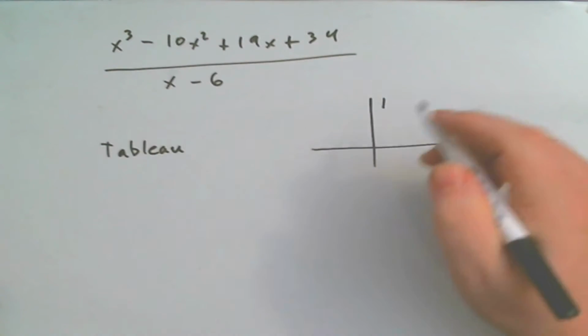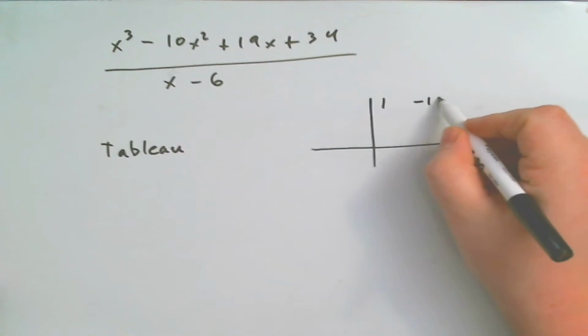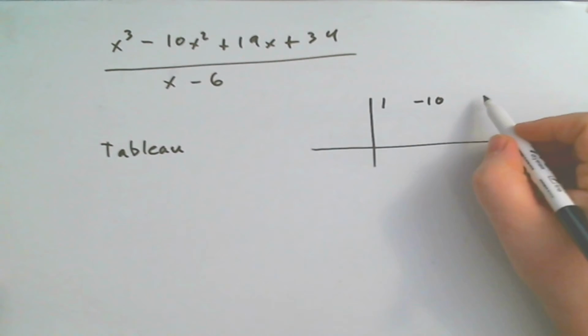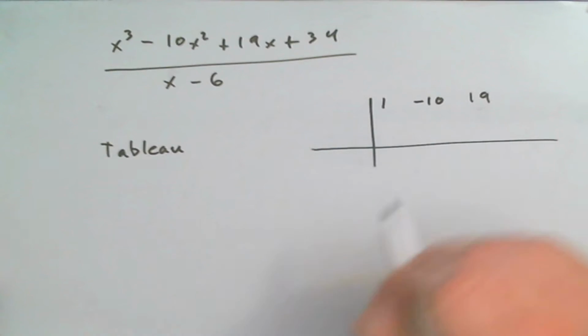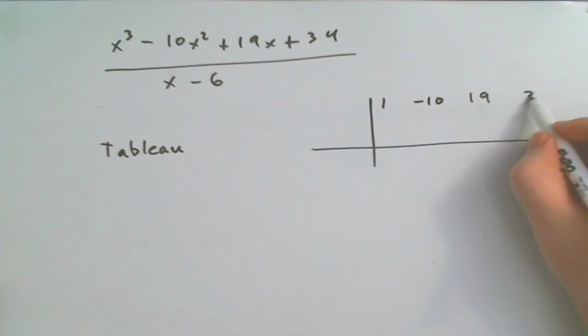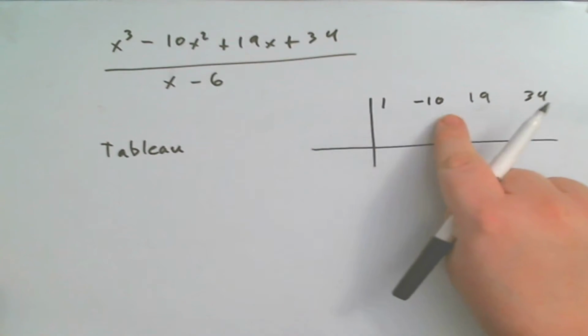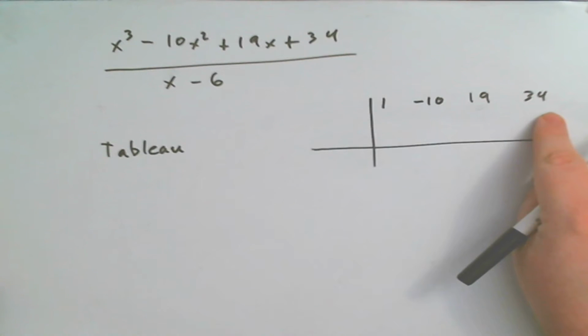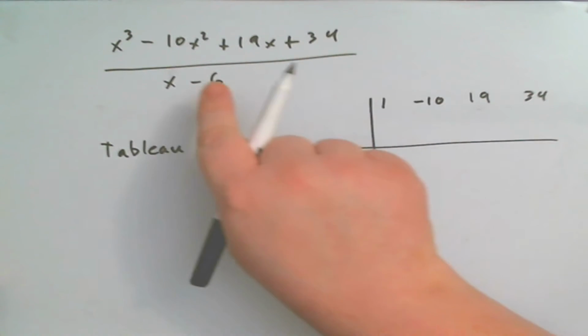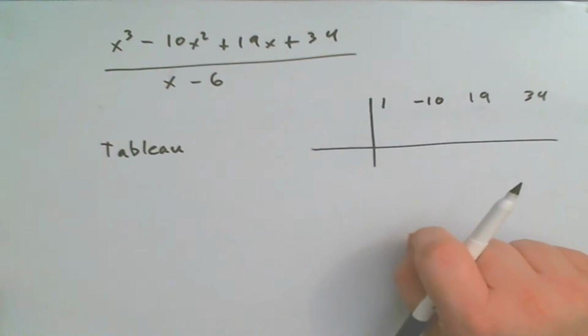For this square term, the coefficient here is -10. For the linear term, the first order term, the coefficient is 19. And for the constant, the coefficient is 34. Okay, so again, every power is represented here. If any power was missing, again, we put a 0 there.